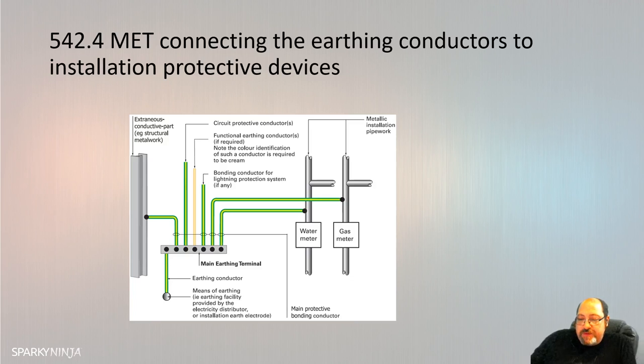To facilitate measurement of the resistance of the earthing arrangement, means shall be provided in an accessible position for disconnecting the earthing conductor. Such means may conveniently be combined with the main earthing terminal or bar. Any joint shall be capable of disconnection only by means of a tool. So in your domestics or small installations, you can just get the screwdriver, undo the main earthing terminal and take that out. That's fine.